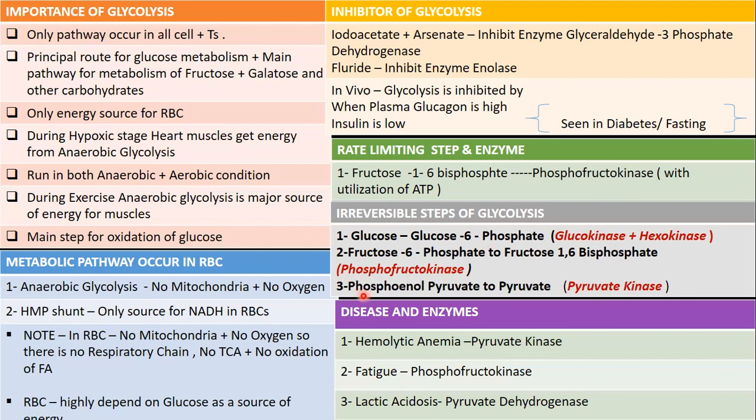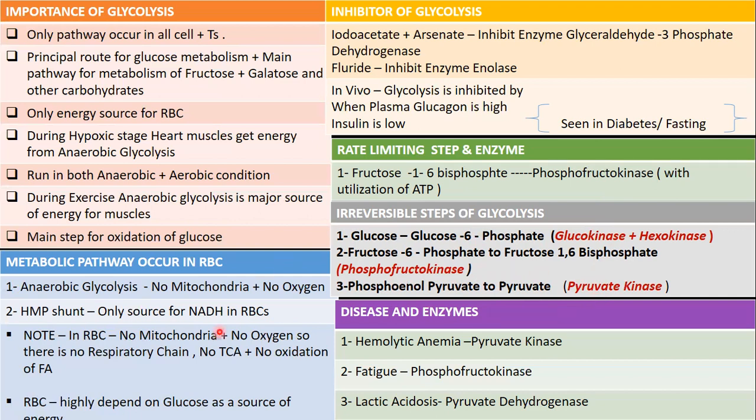And last is our phosphoenolpyruvate converted to pyruvate, and the enzyme used is pyruvate kinase. This is one of the most important three steps which are irreversible reactions and the major site of regulation of glycolysis. So you need to know this.